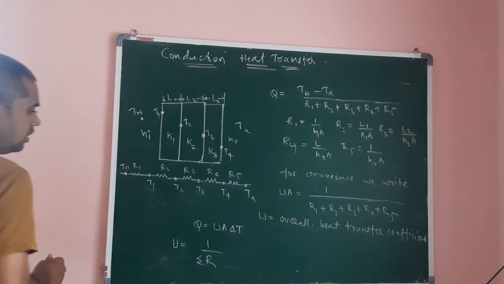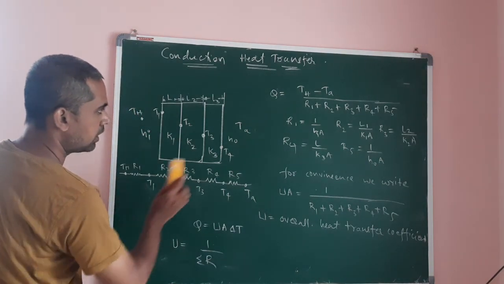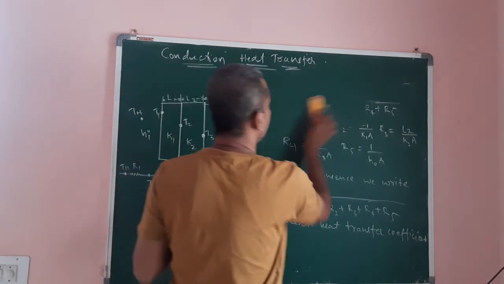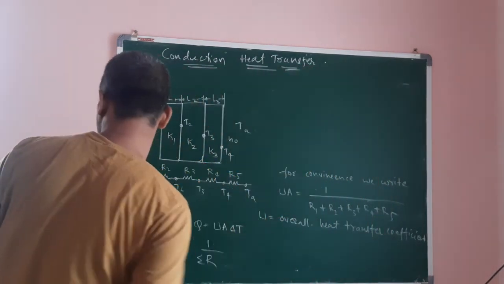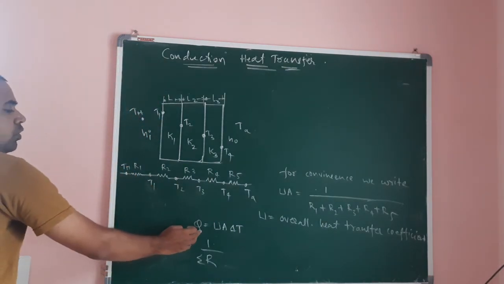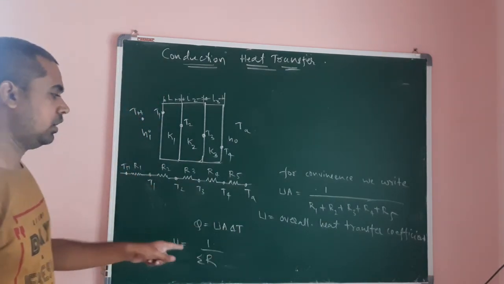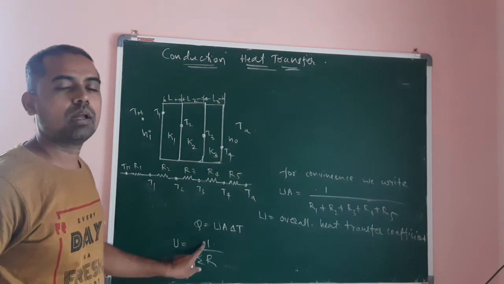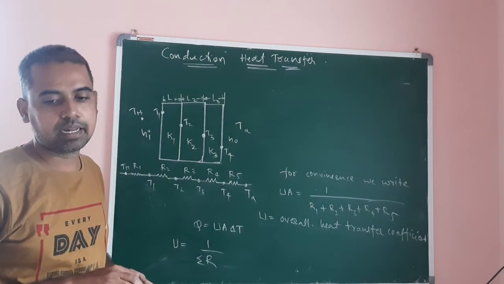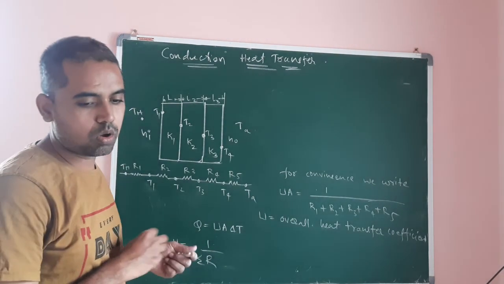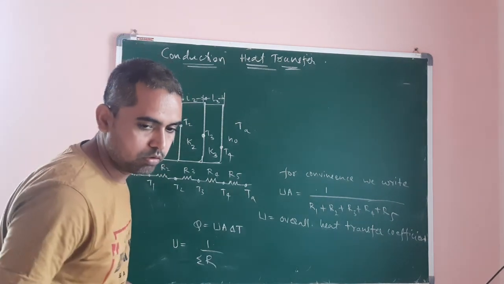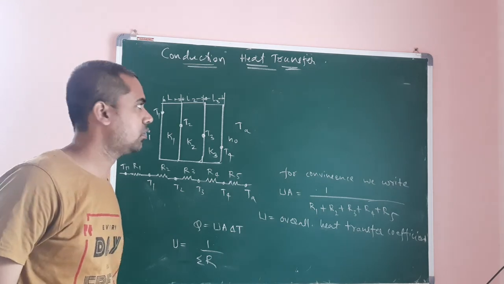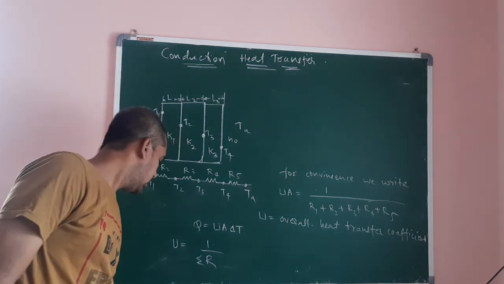Okay, I will rub this one here. U represents the overall heat transfer. How do we calculate it? Q is equal to UA delta T. U is equal to 1 divided by the summation of R. We can write this in general, but not for all cases. It will not be true in some cases; further on you will come to know why it is not true.